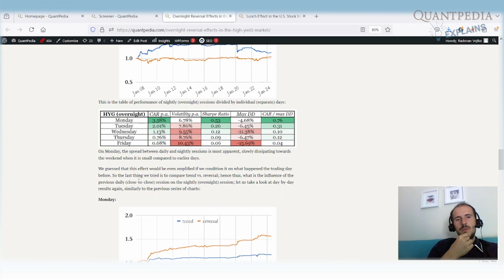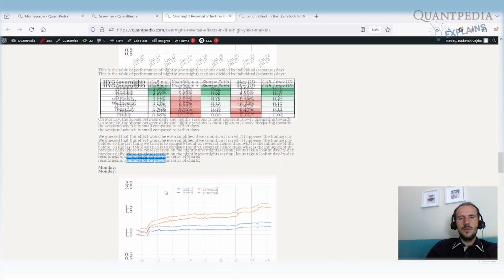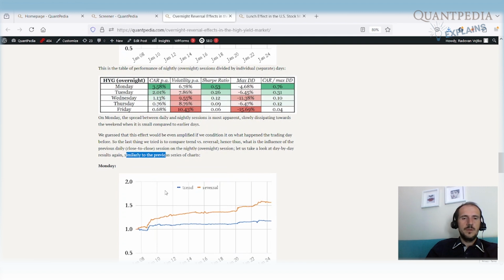On Monday, the spread between nightly and daily session is the most apparent, so how can we improve this anomaly? The next thing we tried is to compare the impact of the trend versus reversal. So what is the influence of the previous day's close-to-close session on the nightly session of the next day? Let us take a look at day-to-day results, again similar to the previous series of charts, but right now we are just showing the performance of the nightly session and the impact of the previous day trend versus reversal.